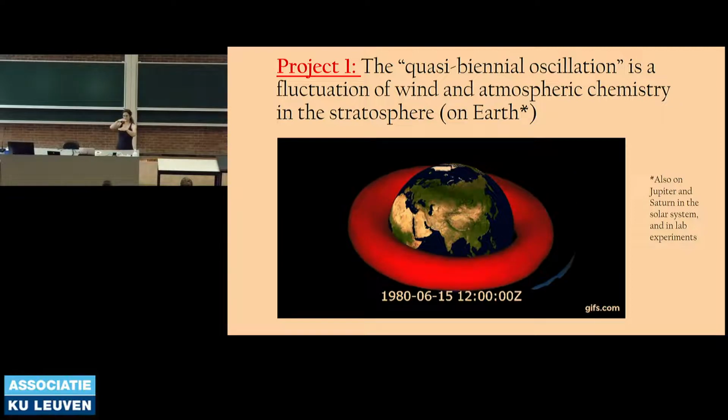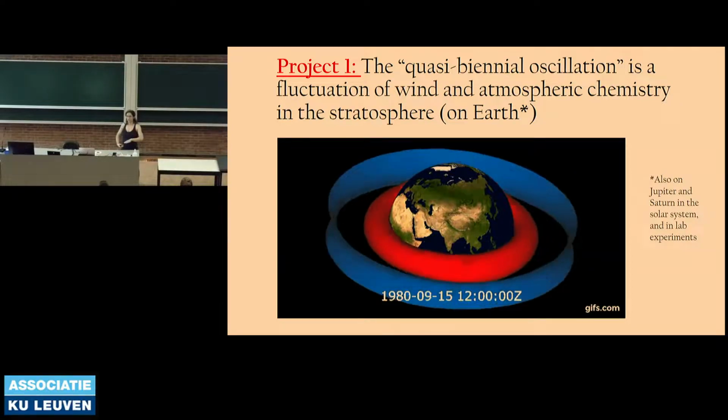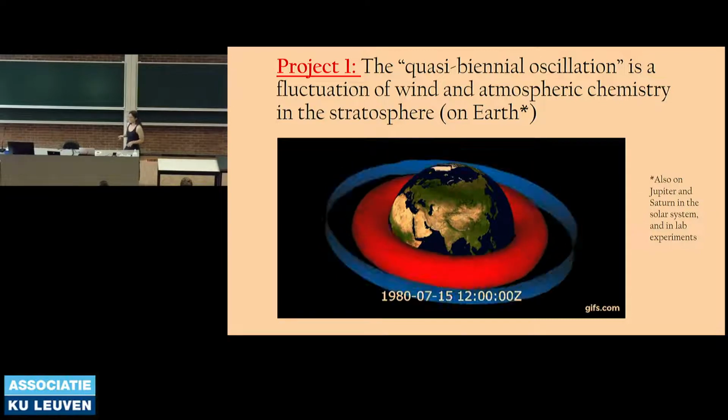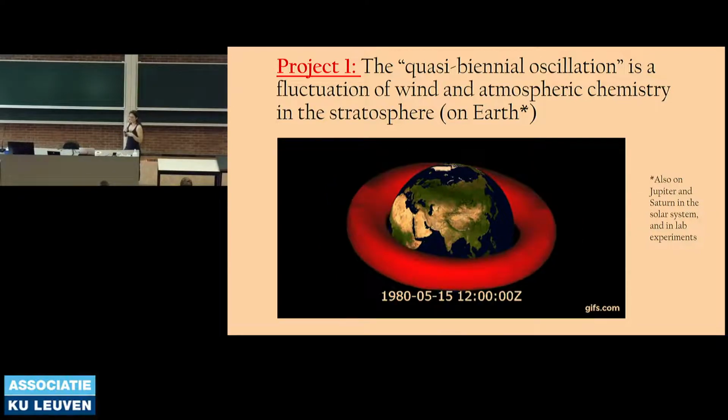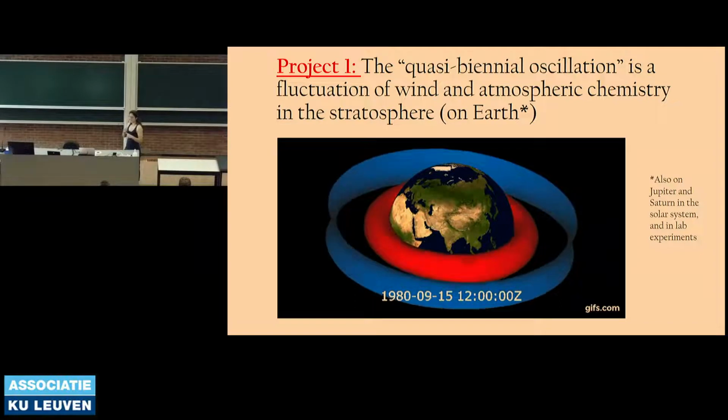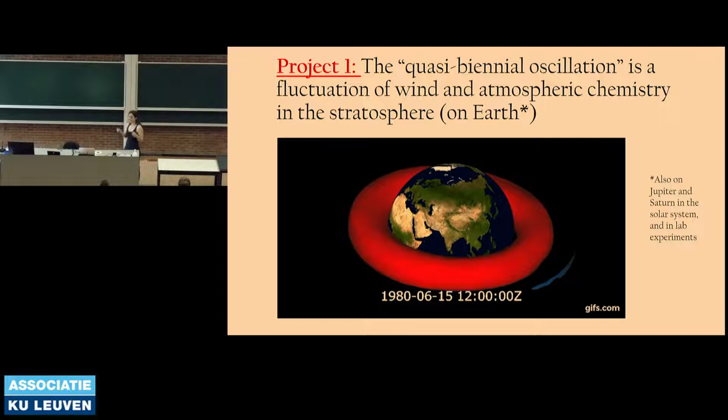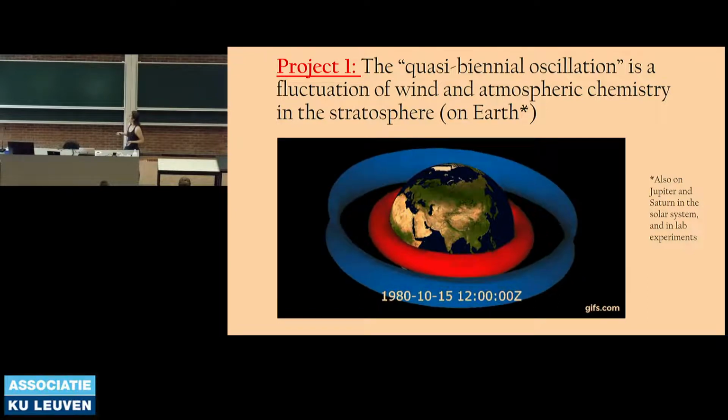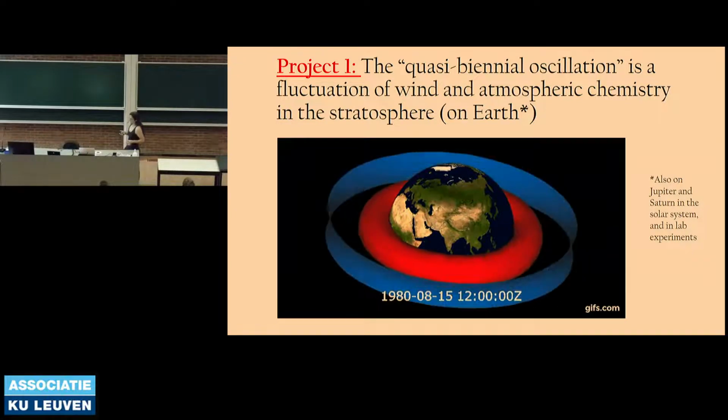they form this kind of pattern of stacked jets, which are flowing in opposite directions, and that pattern propagates downwards over time. And the result of that is that if you look at any particular height in the atmosphere, like at 35 kilometers, say, it looks like the wind changes direction at that height periodically. And on Earth, the periodicity is 26 to 28 months. So a little bit more than 2 years.